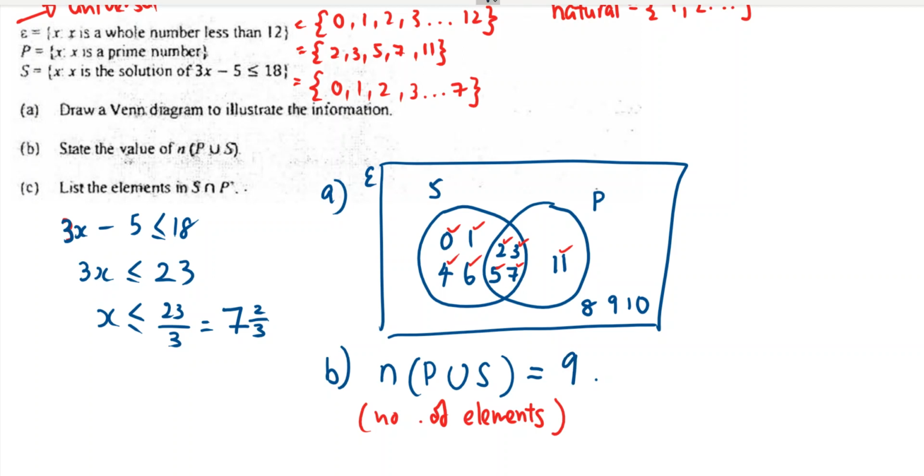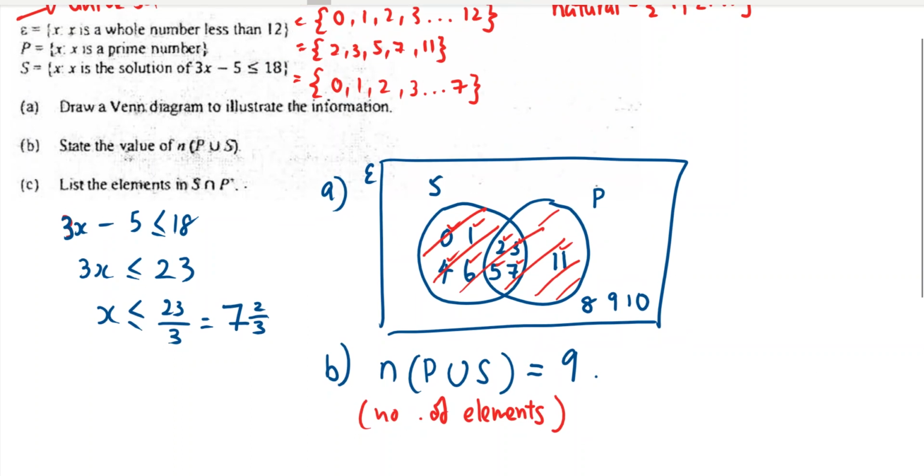If we are going to shade the area of P union S, remember it's going to be in this manner. That means as long as you are in either P or S, you are fine. Of course, you don't shade in your exam paper, because that is the answer for part A.